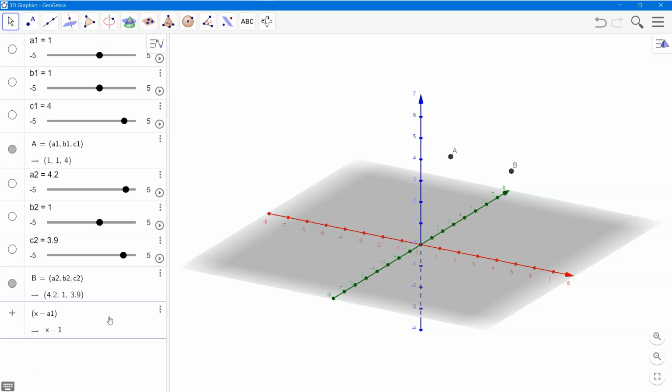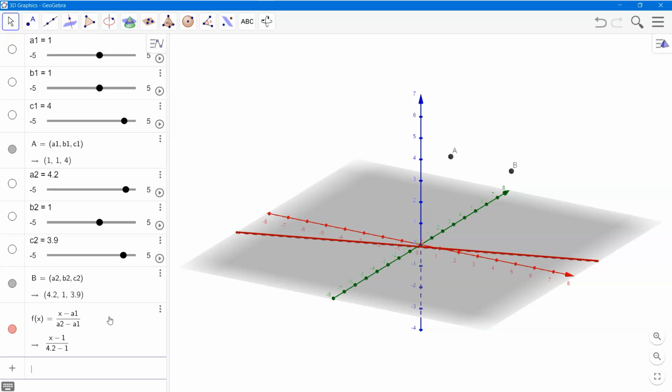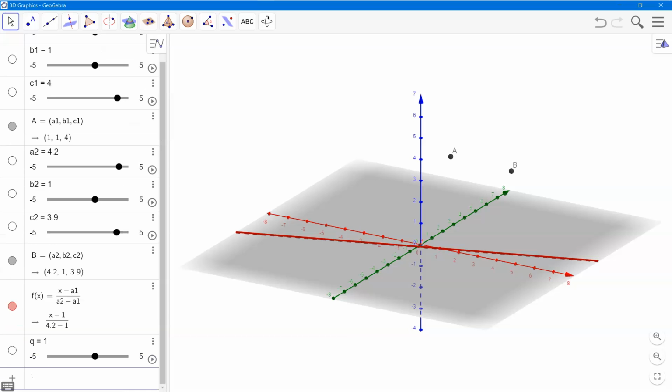x minus a1, divided by a2 minus a1. This will be applicable for all the three. So instead of using this, we will use f of x. See what happens. But before that, let me use a slider. So q is equal to slider, or q is equal to 1. It will create a slider.